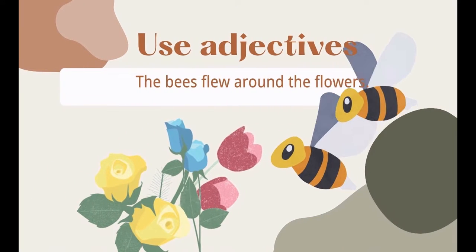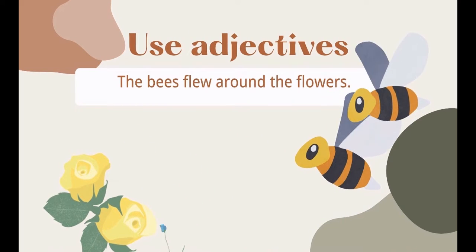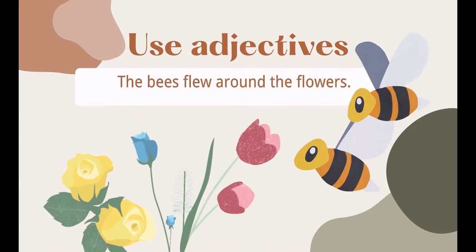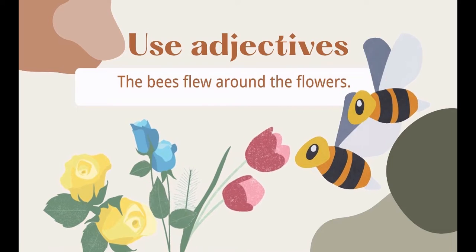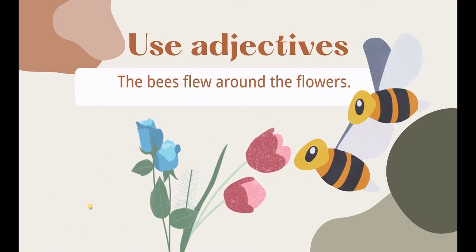Listen to this boring sentence. The bees flew around the flowers. How can you add some describing words to this sentence to make it more detailed and interesting? Pause here to think, or keep watching.